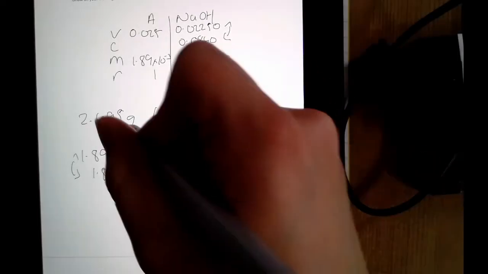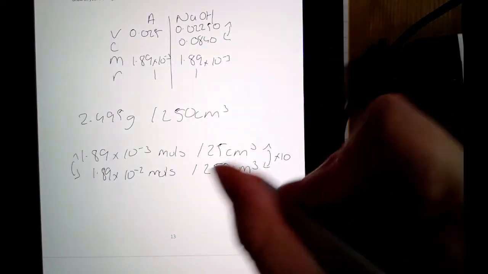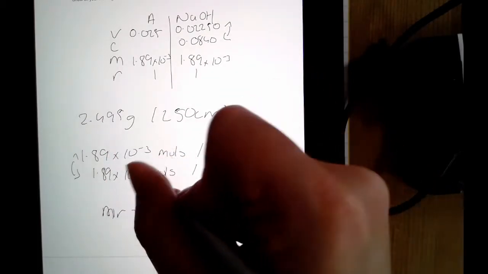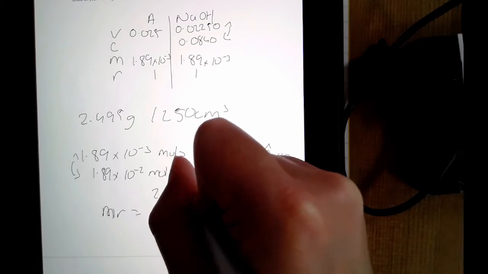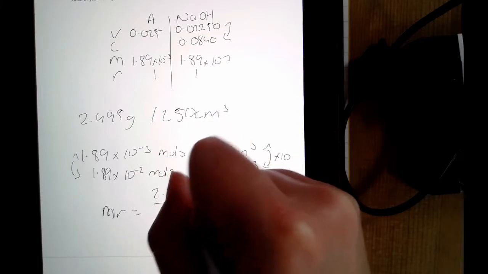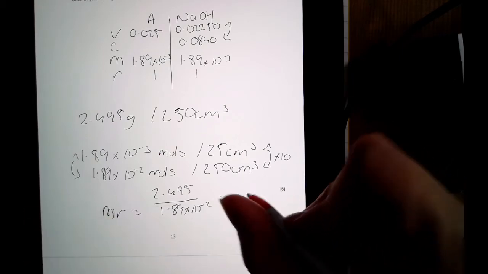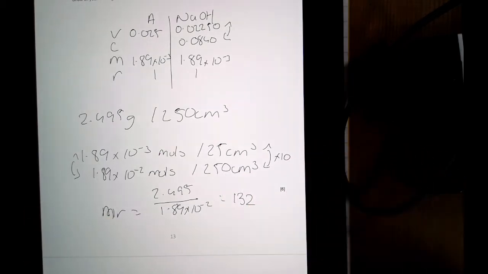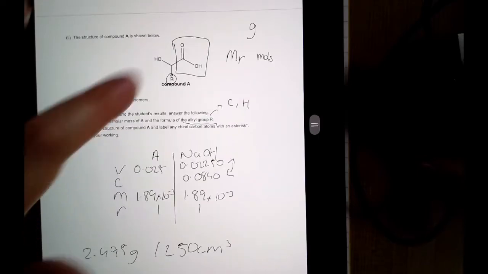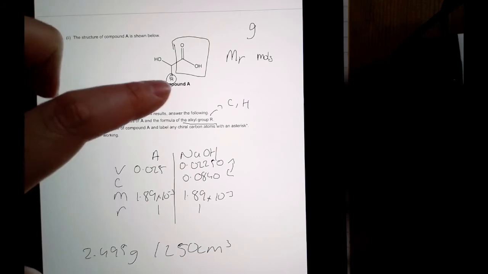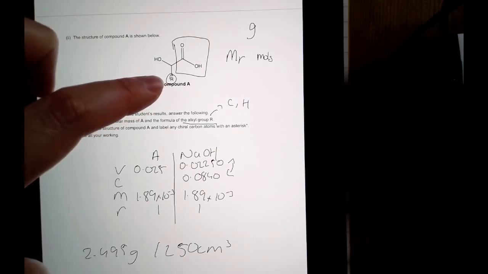Now I've got mass and I've got moles, both per 250 centimeters cubed. I can just plug it into my G Mr moles, and it's going to be 2.495 divided by 1.89 by 10 to the minus 2. And I get a formula mass of 132. So that tells me that the formula mass of this entire compound is 132. And using that information, I'll then be able to work out the formula of my R group.